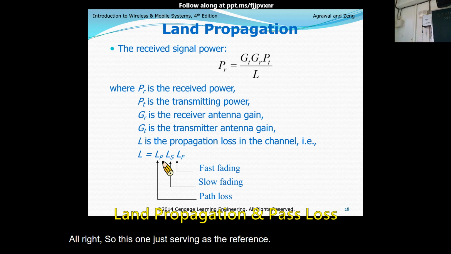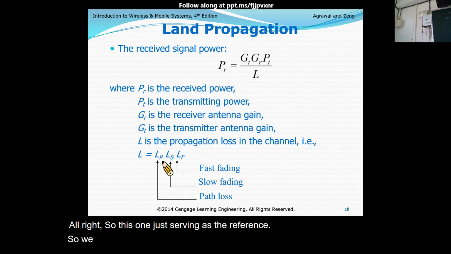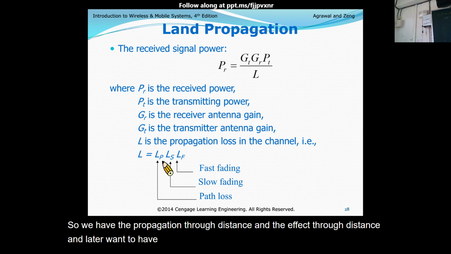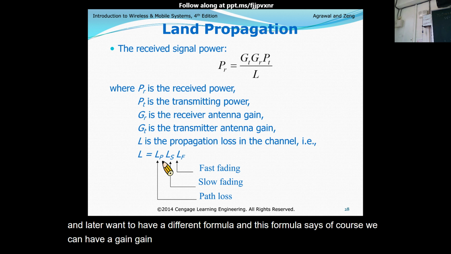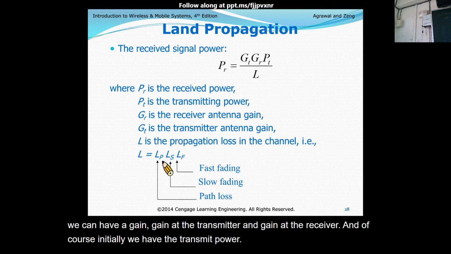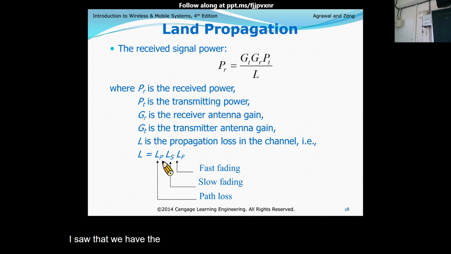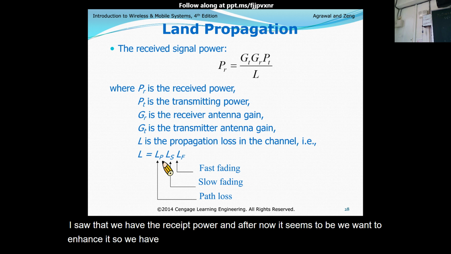So we have the propagation through distance and the effect of distance. Later we want a different formula, and this formula says we can have a gain at the transmitter and a gain at the receiver. Of course, initially we have the transmit power, so that we have the receive power. Up to now, it seems we want to enhance it, so we have gain to amplify it.